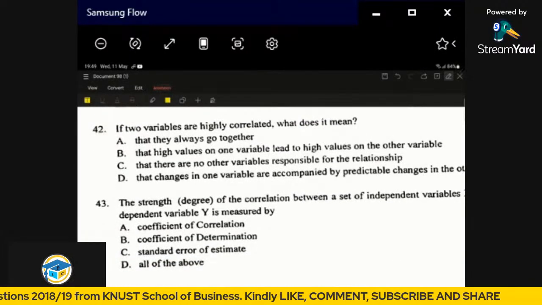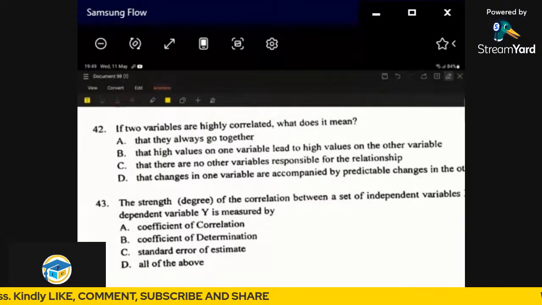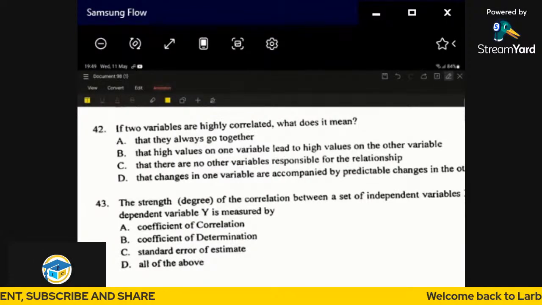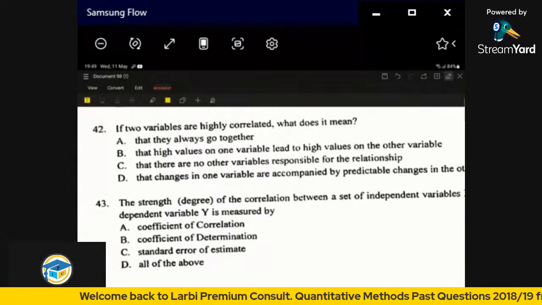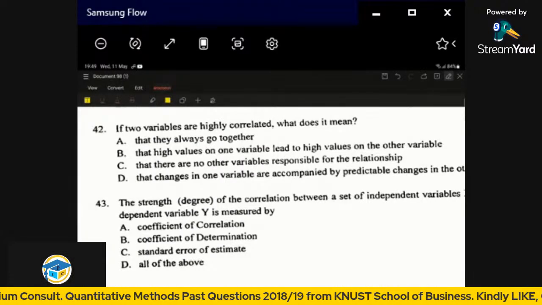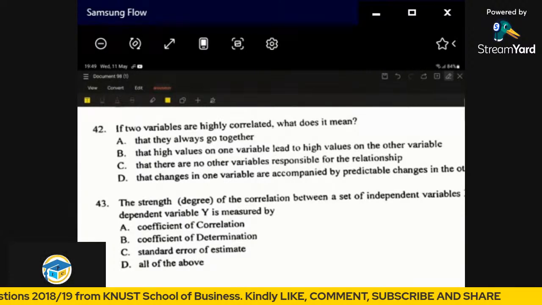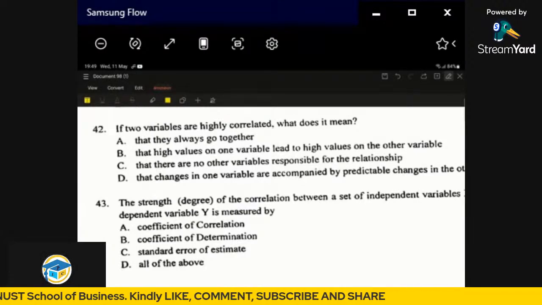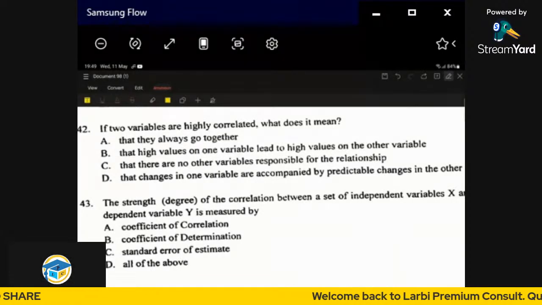Now let's go to question number 42. If two variables are highly correlated, what does it mean? A, that they always go together. B, that high values on one variable lead to high values on another variable. C, that there is no other variable responsible for the relation. And D, that changes in one variable are accompanied by predictable changes in another variable.